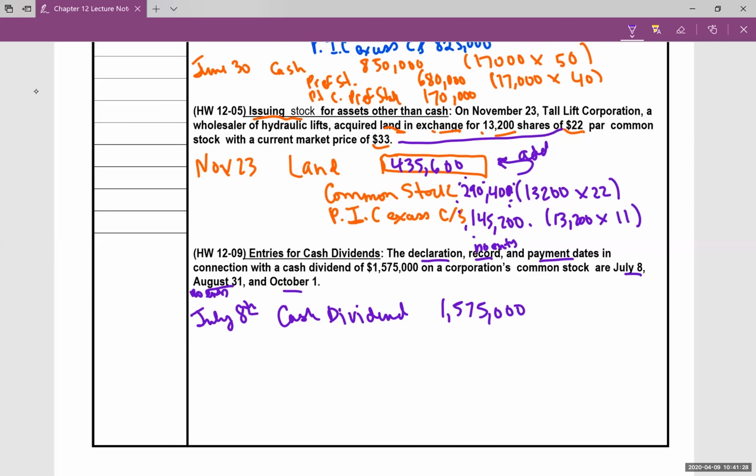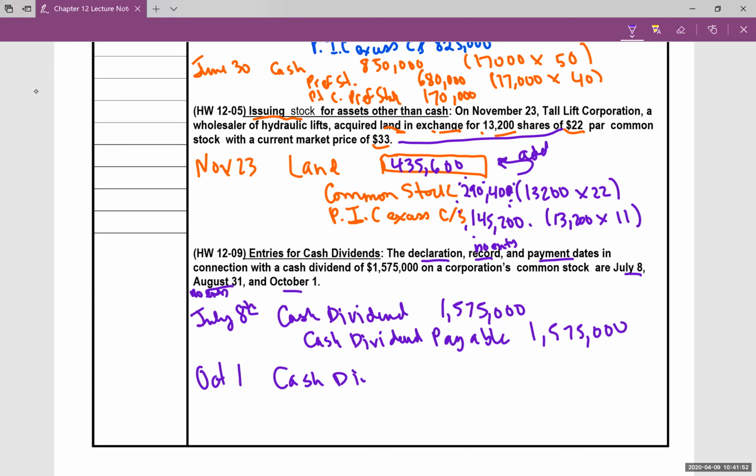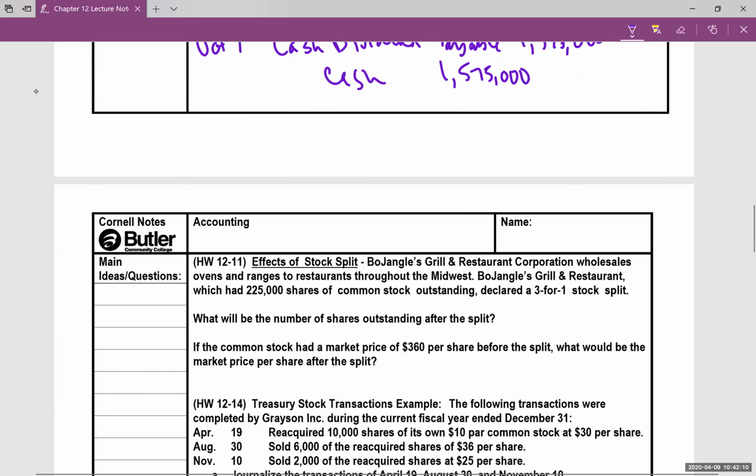When you declare the dividend, you haven't paid it yet, right? So then you go to this account called cash dividend payable, a liability account. So they're setting aside the money to pay that out. And again, you might see this just as dividend payable. Then October 1st comes around, that's the actual payment date. So they're going to debit cash dividend payable to clear that amount out, 1,575,000, and they're actually going to credit cash. Okay, not too bad. Those are not too bad.